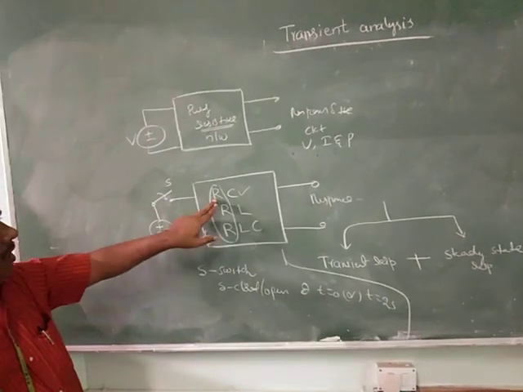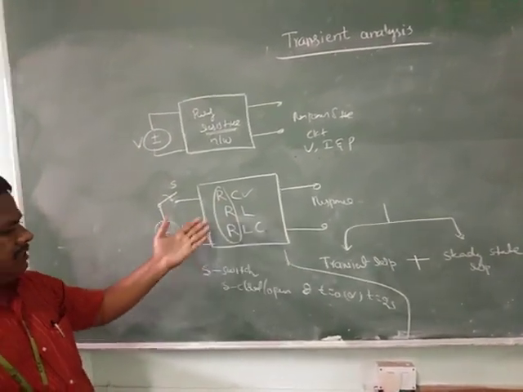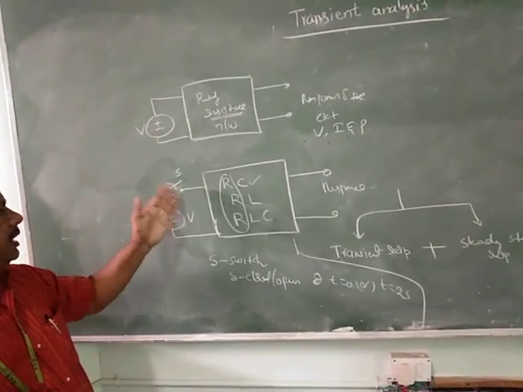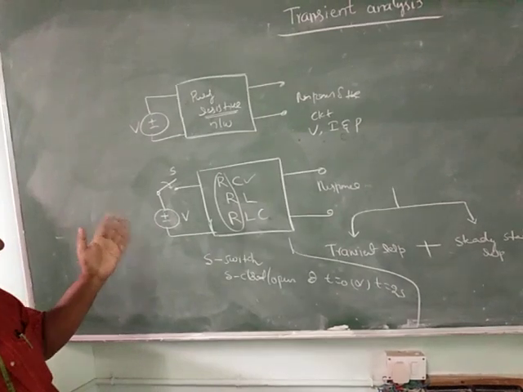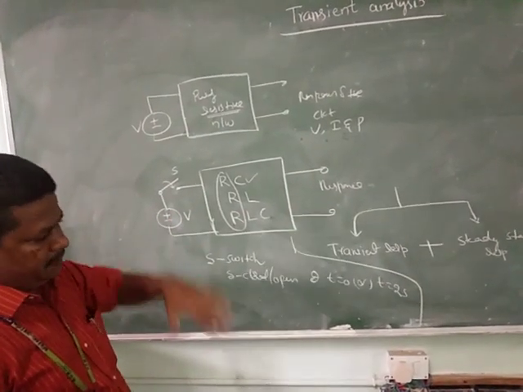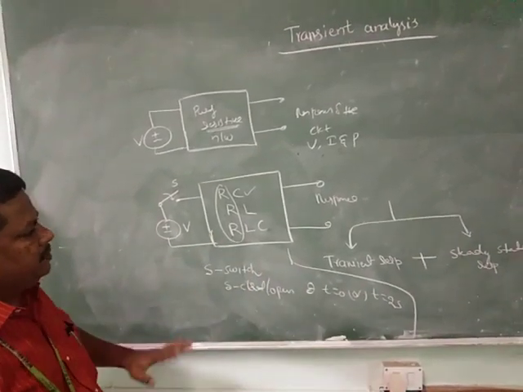Now in this unit we have to analyze circuits consisting of an RC combination, RL combination or RLC combination, either in series or parallel connection, and again there is a switch. Depending upon the time interval, the switch is closed or open. Now observe the response, transient response as well as steady state response.